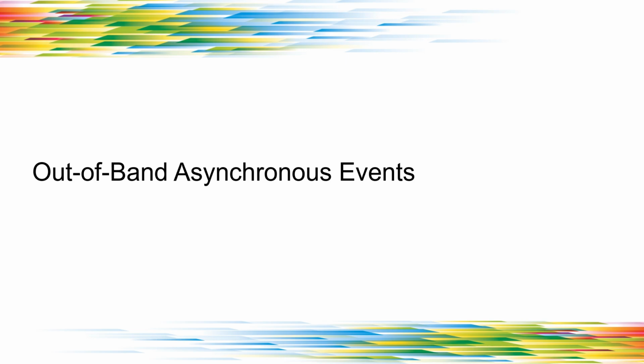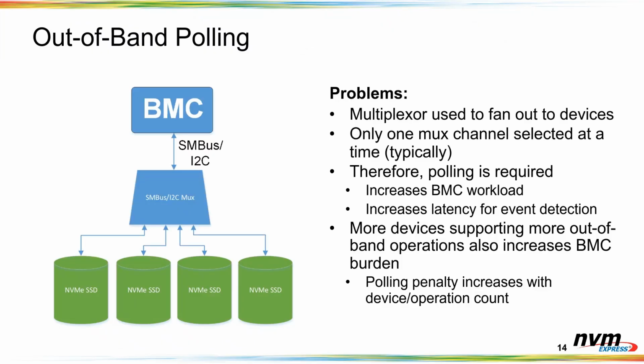All right, with that, I'll move on to asynchronous events. But first, I'll discuss how polling works and some of the issues with polling. So when MI was first introduced, a typical system implementation used SMBus muxes to fan out to more than one NVMe device. BMCs would typically select a single mux channel at a time to avoid address conflicts without having to use SMBus ARP, and to avoid security concerns with attaching multiple NVMe devices to the same SMBus segment.